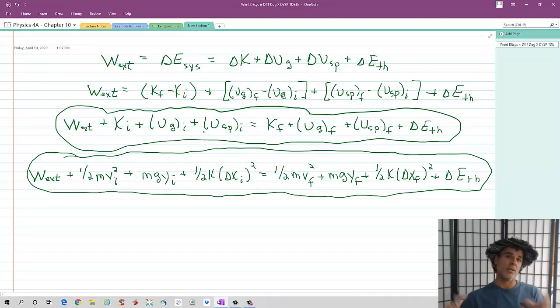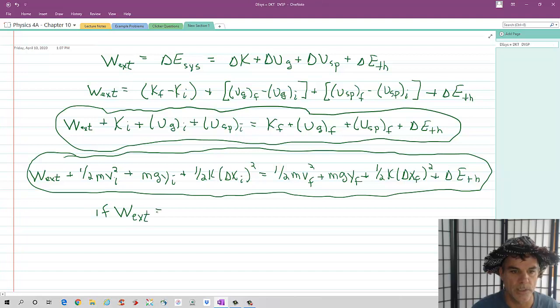It's all saying the work done on a system by things outside the system results in the energy of that system changing, which changes the kinetic energy plus potential plus thermal energy. And we have two different forms of potential energy: gravitational potential energy and elastic potential energy. And then just to add this very last piece, if the work done by all external forces is equal to 0, we say the system is isolated.